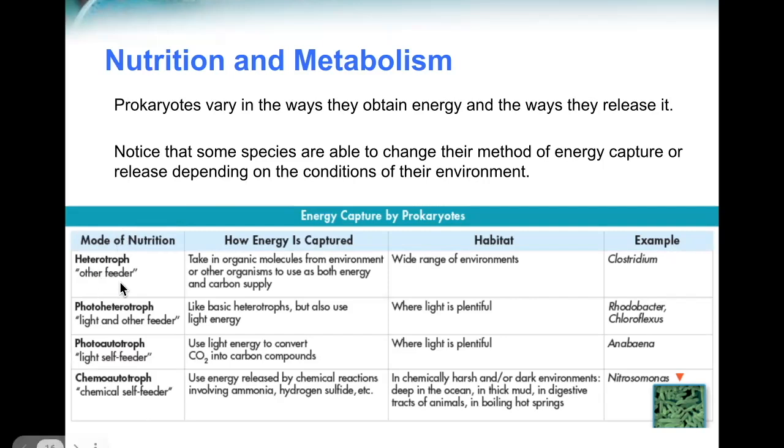Heterotroph, other feeders. Photoheterotroph, light and other feeders. Photoautotroph, light self-feeder. And chemoautotroph, a chemical self-feeder.